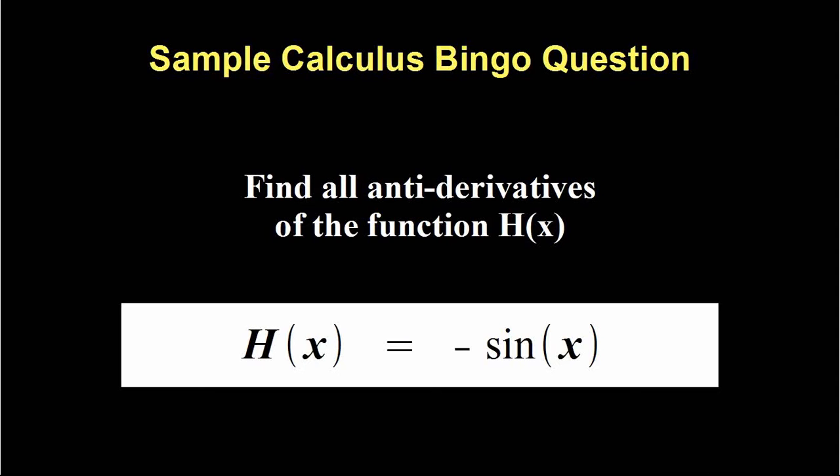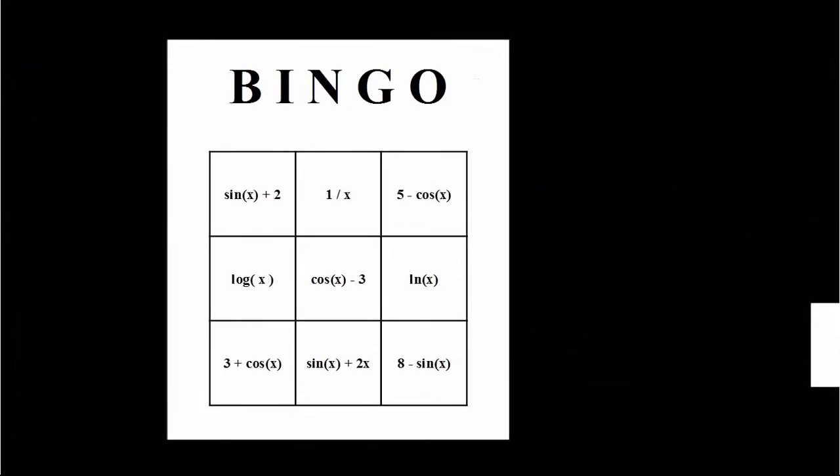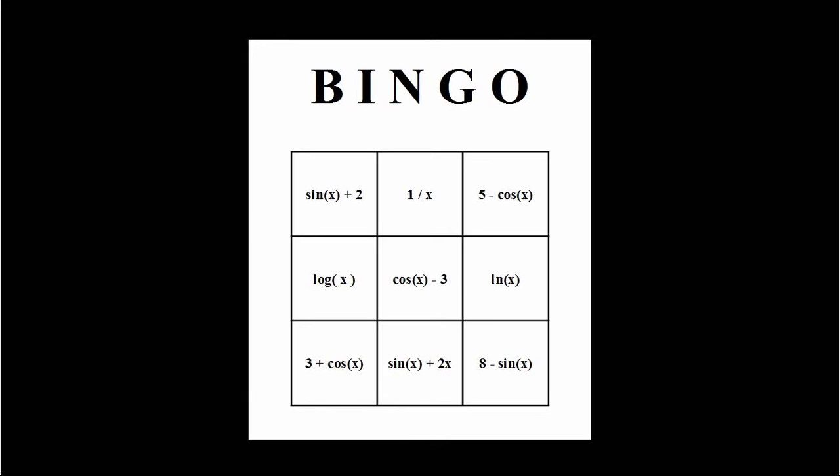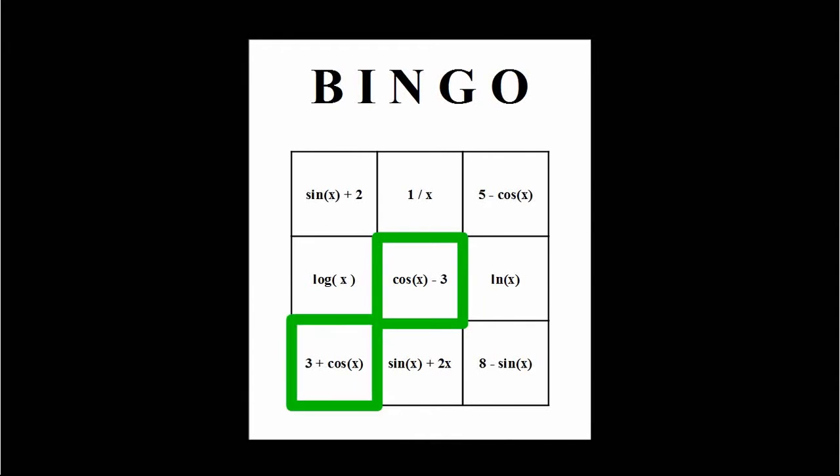Now, referring back to our Calculus Bingo game card, the antiderivative functions are: there's one, there's another, and also, whoops, not quite, almost though. A common mistake made by calculus students is exactly what is showing on this sample bingo card.